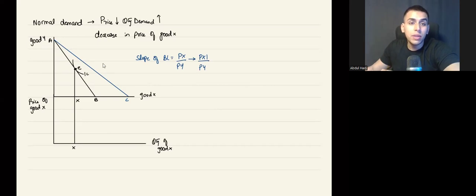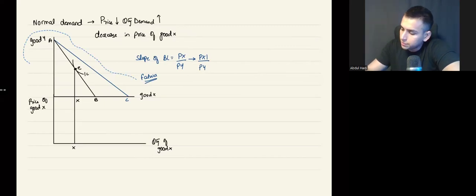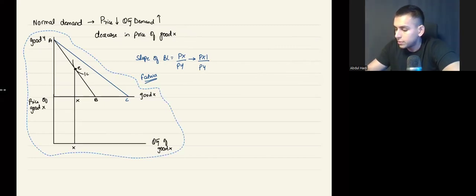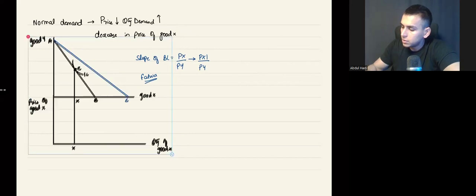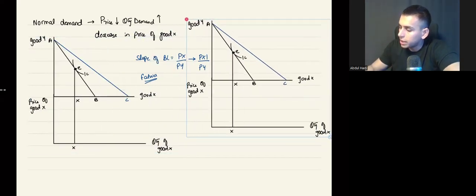Now this is the fatwa diagram. Whenever there is a decrease in price, your diagram will be the same until this point. All right, I'm copying this fatwa and I will complete the diagram here.